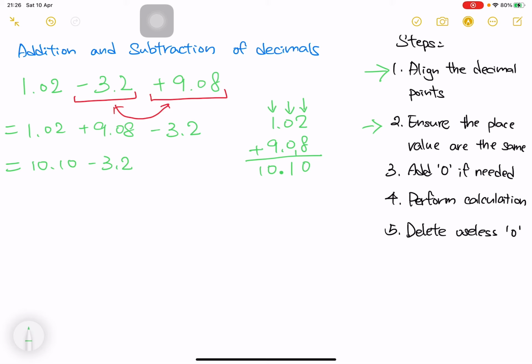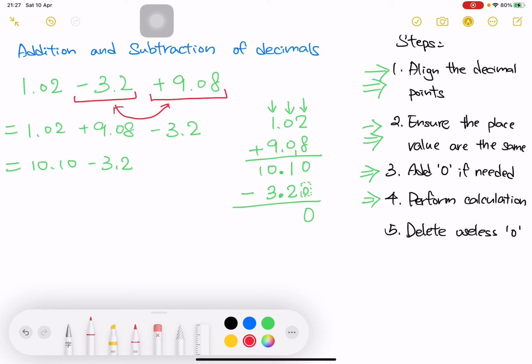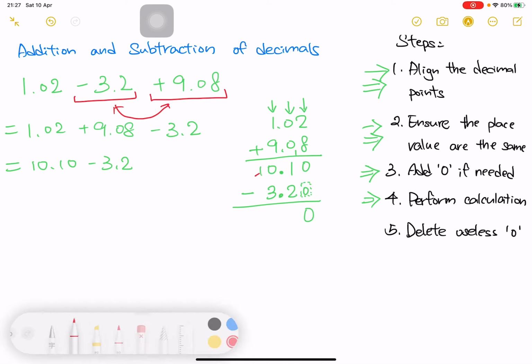For this time I didn't do it, and I keep on doing the second part, which is I need to minus 3.2. Make sure that you align the decimal point, and then I ensure that the place values here are the same. I saw that there's one empty space here, so I need to add back the 0. And I can perform the calculation as usual, which is 0 minus 0 is 0. And then 0 minus 2, so I have to borrow from the bigger place. The bigger place here is 0, so I need to borrow from the tenth place here.